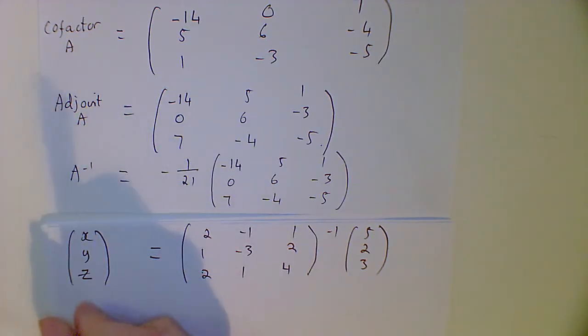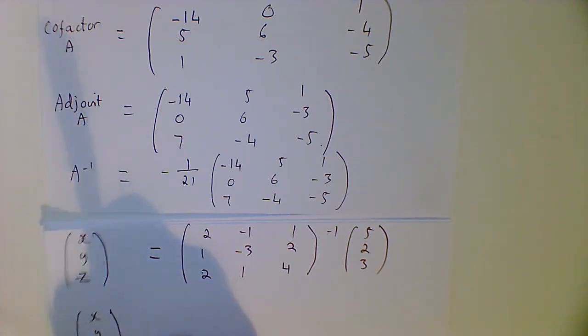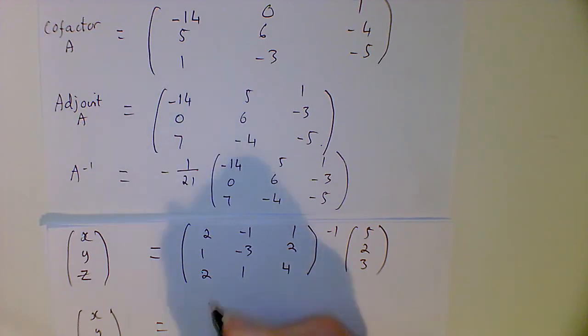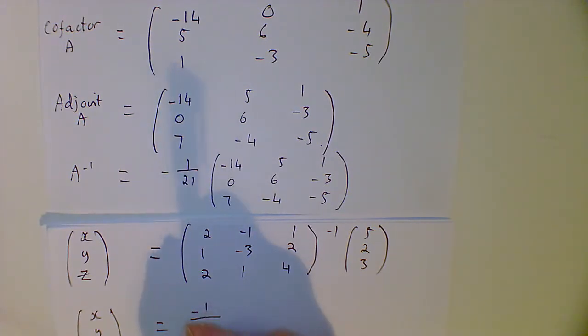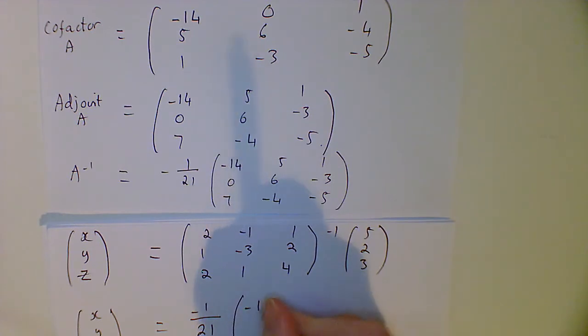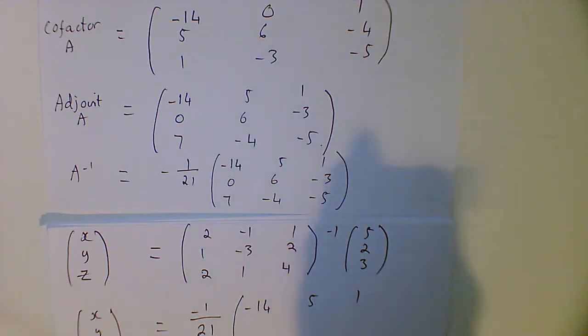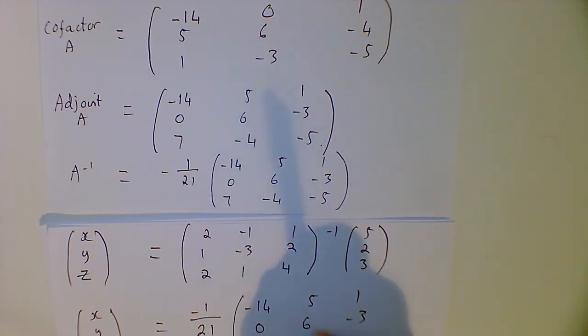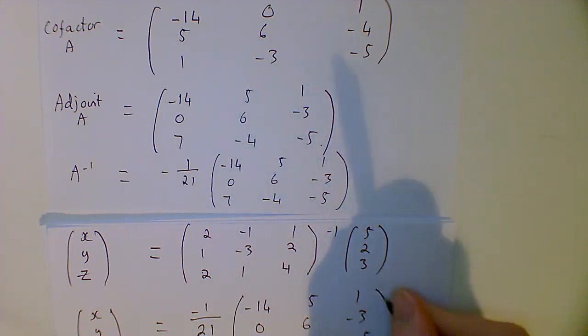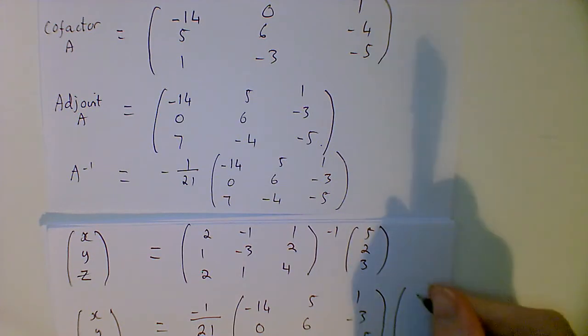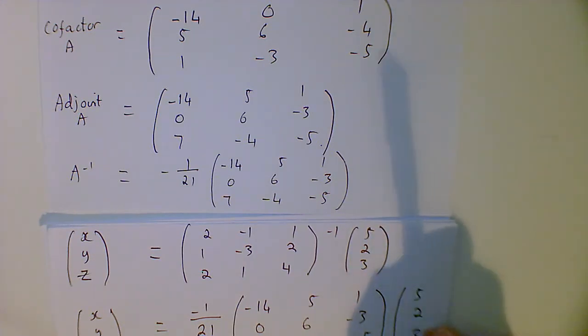So x, y, z is just the inverse matrix of this, this thing I've worked out here. So negative 1 over 21, negative 14, 5, 1, 0, 6, negative 3, 7, negative 4, negative 5, multiplied by 5, 2, 3.